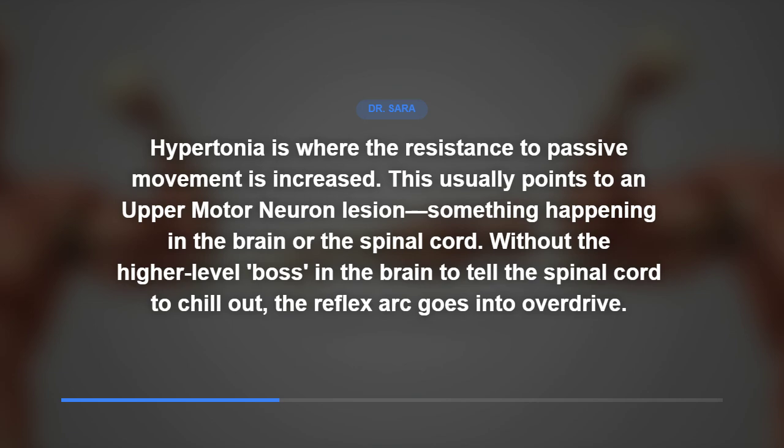But what about the opposite? What if the idle is set way too high? We call that hypertonia. Hypertonia is where the resistance to passive movement is increased. This usually points to an upper motor neuron lesion, something happening in the brain or the spinal cord.